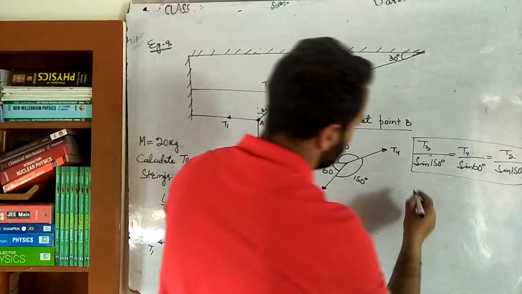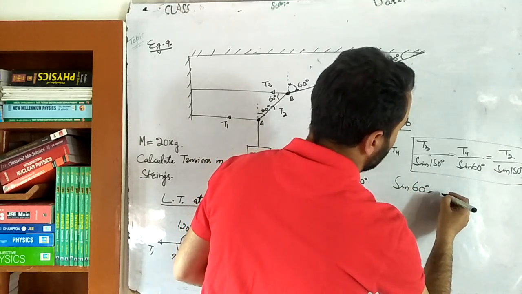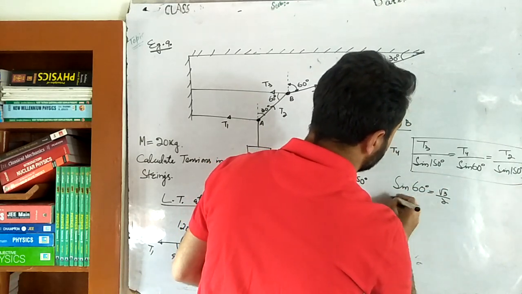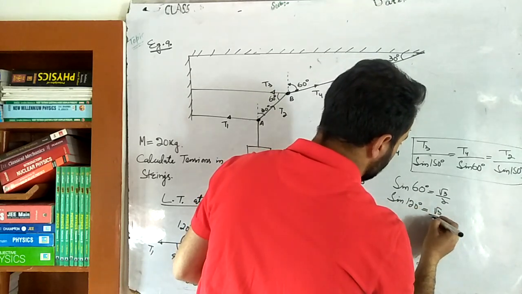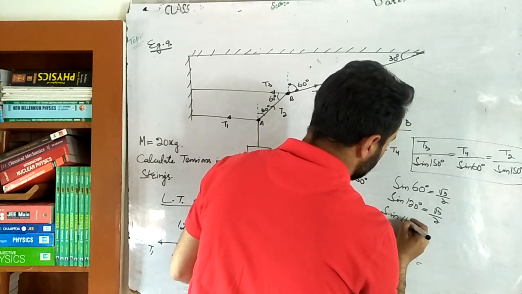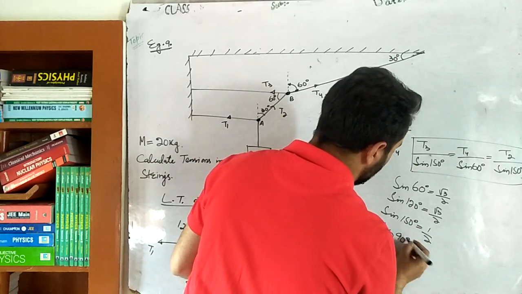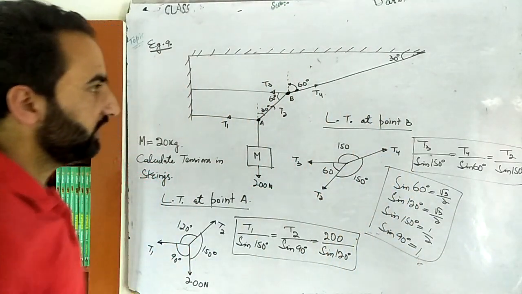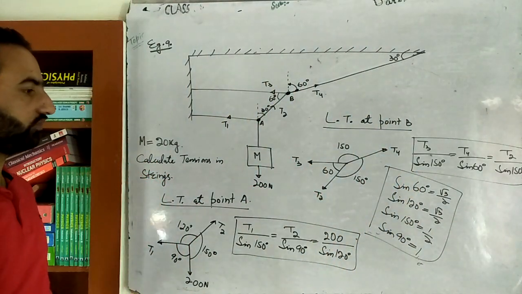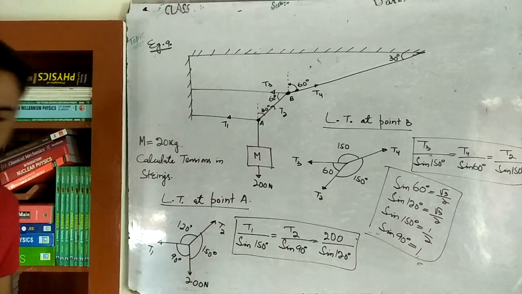And you know what sine 90 is. For example, sine 60 will be equal to root 3 divided by 2. Sine 120 will be equal to root 3 divided by 2 again. Sine 150 degree is equal to 1 by 2. And sine 90 degree is equal to 1. So you know all these values. Substitute these values in this equation and try to calculate the values of tensions T1, T2, T3, T4. Okay? Pause the screen, write it down.